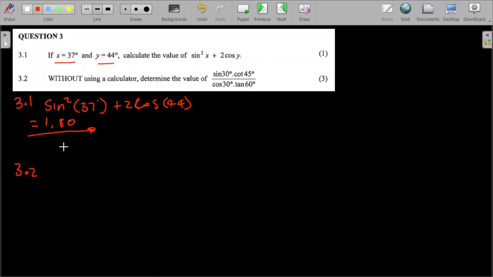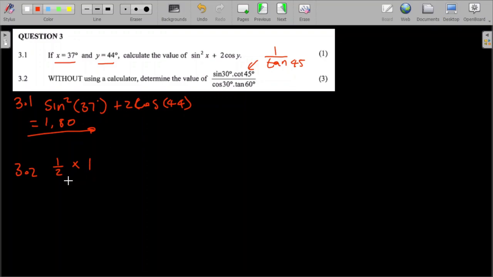Now 3.2, it's saying without use of a calculator, let's determine this expression. The others we could just punch into our calculator, but you need to know your special angles. What is very important here is cot, because you can't find cot on your calculator. You need to remember that cot is 1 over tan. So it's going to be 1 over tan 45. Now sine 30, we know that sine 30 is 1 over 2, and then times cot 45.